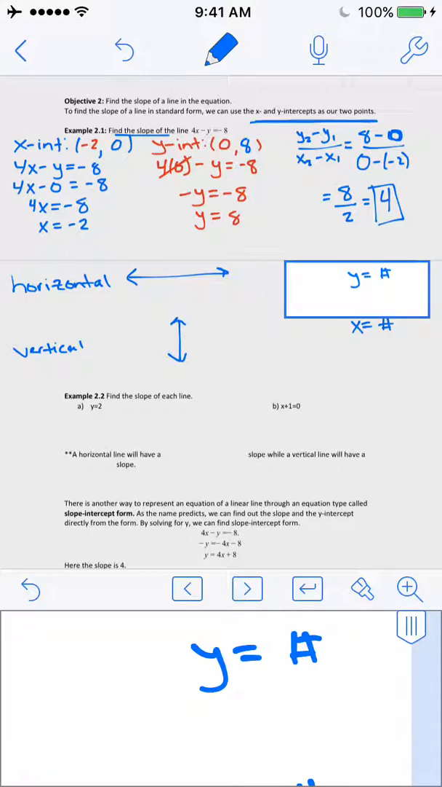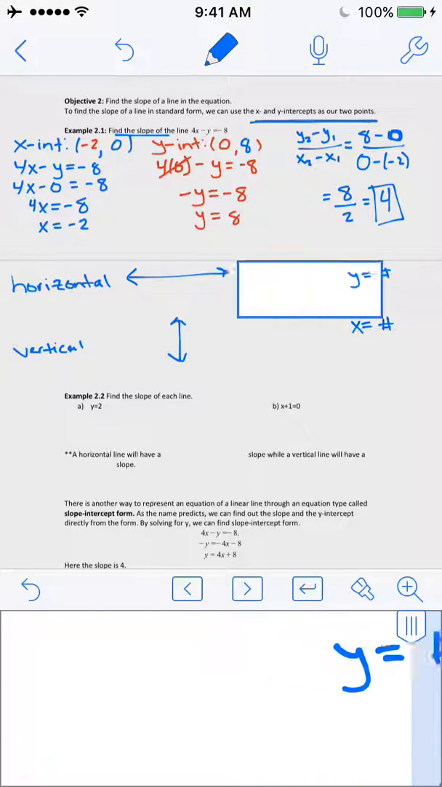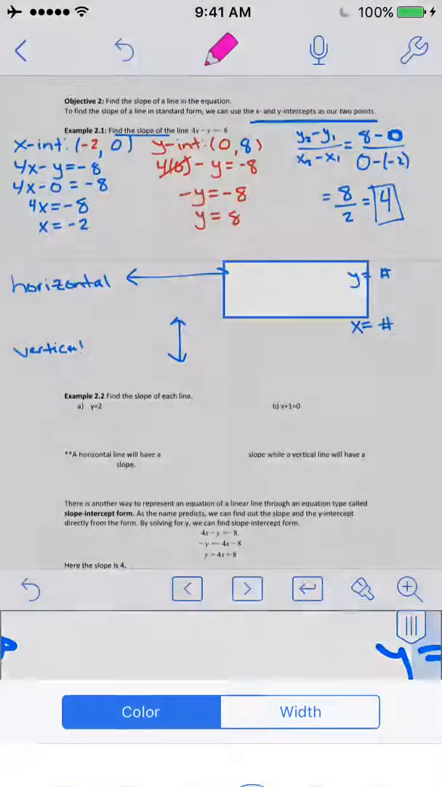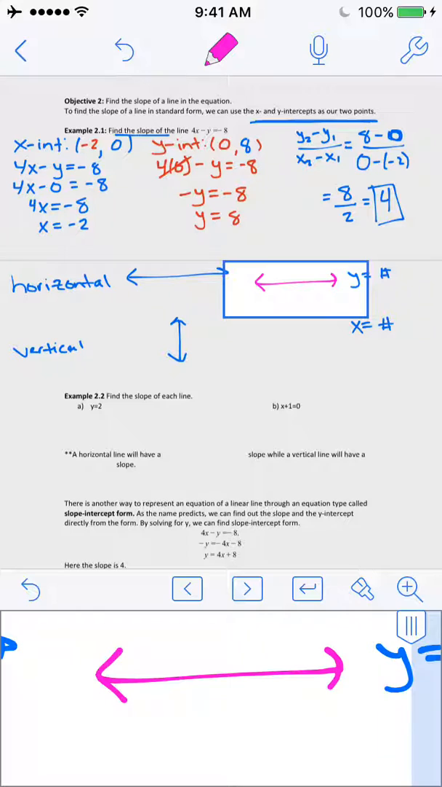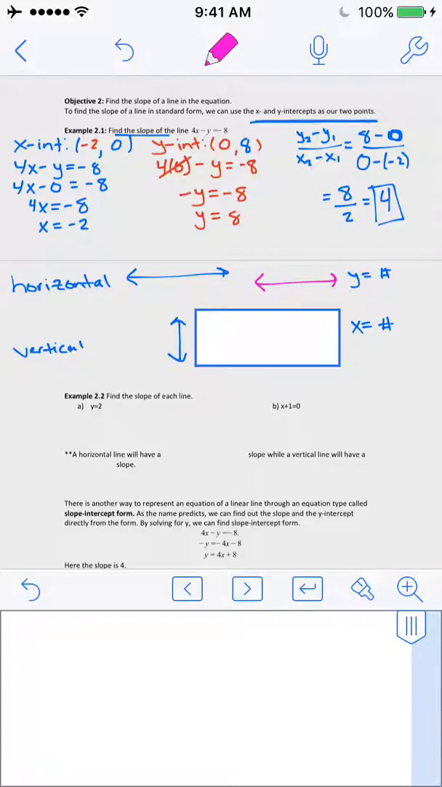That's right. If you have only y's, that means your x's are 0. It doesn't matter what your x's are, so that would be horizontal. So horizontal is y equals 2, right? And then if you have a vertical line, that's going to be where your x's are all equal to a number. It doesn't matter how far up or down you go, right? So you can go up or down as much as you want. That would be your y's.